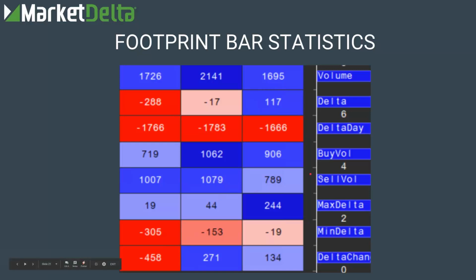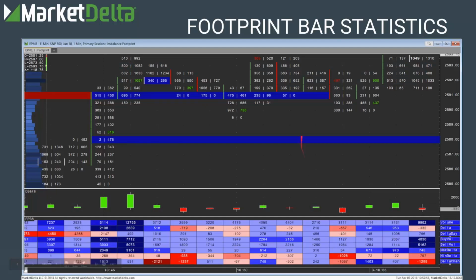So let's take a look. All right, this is today. This was actually this morning, a little before lunch. I have a footprint with some edge zones on here. Here at the bottom is our footprint bar statistics. And then I've added, I like this, the delta bars study. This shows me whether delta is positive or negative, and it shows me the travel of delta, like how high did it go and how low did it go. So think of it as a candlestick of delta.